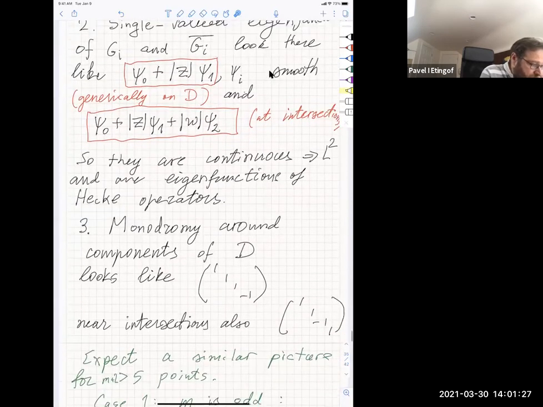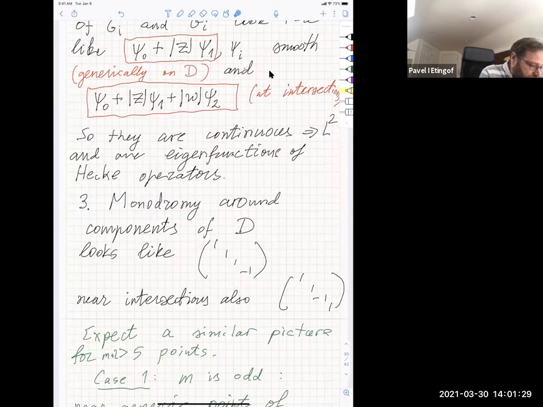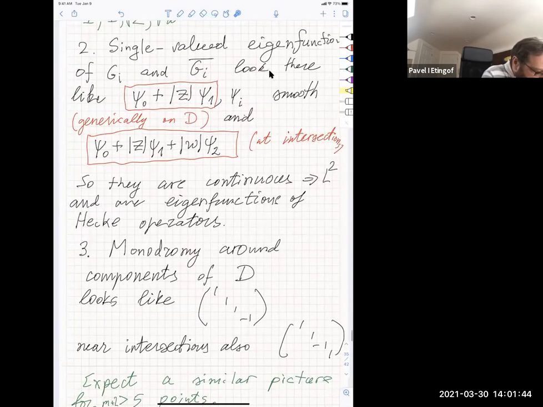And the monodromy around the components are as follows. So this is the monodromy around one, and this is the monodromy around the other at the point where they collide. So monodromies tend to be reflections, which is an interesting observation, I think.